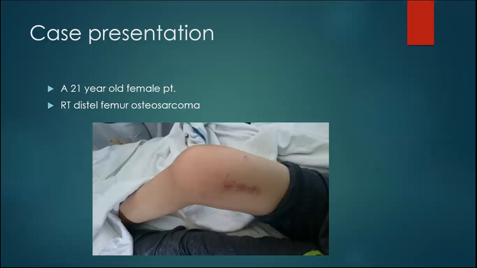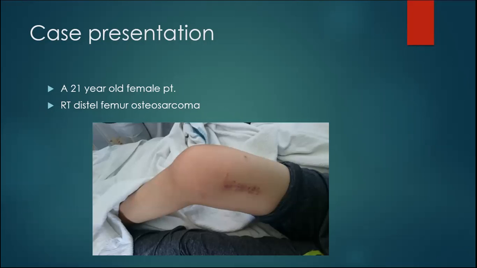Now allow me to show you this case. This is a 21-year-old female patient who presented to our clinic, managed outside for right distal femur pain and swelling, and found to have an osteolysis in the distal femur. The surgeon did some workup for diagnosis, and fortunately he got the diagnosis right: a right distal femur osteosarcoma.